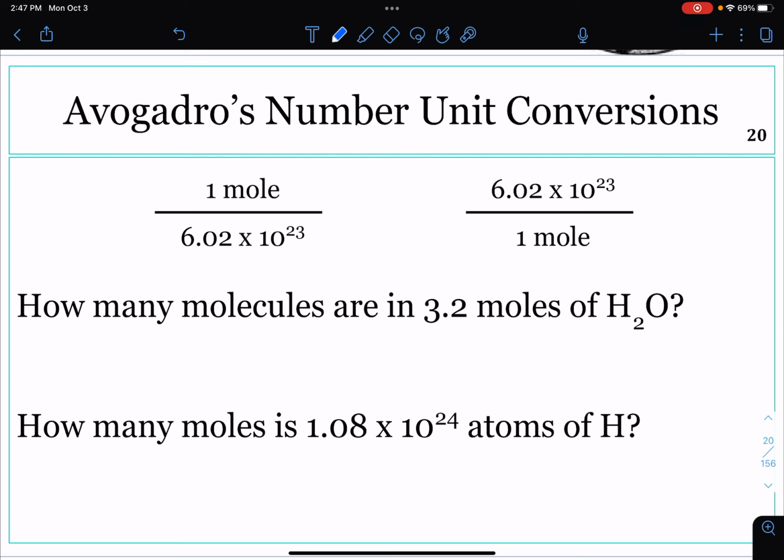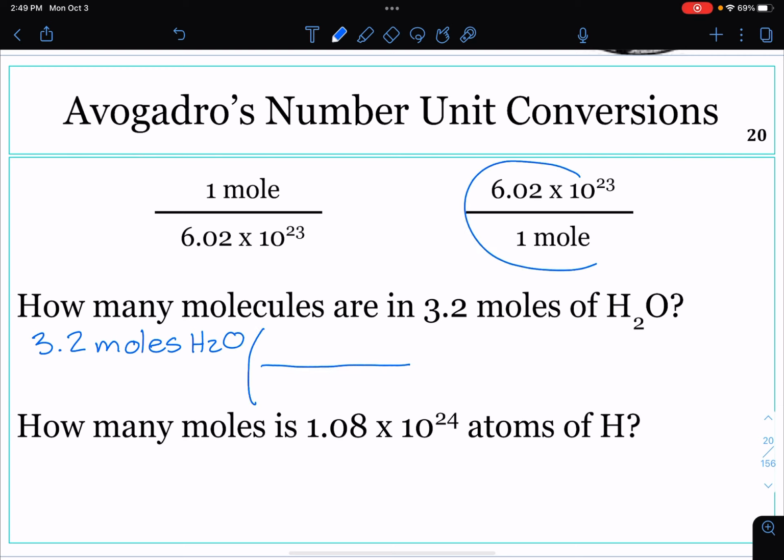How many molecules are in 3.2 moles of H2O? We need to start with what we're given, 3.2 moles of H2O. Then we're going to use a unit conversion, and we're going to use this unit conversion so that we can cancel moles on bottom. Notice you can abbreviate mole as MOL. And then we're going to have 6.02 times 10 to the 23 molecules of H2O on top.